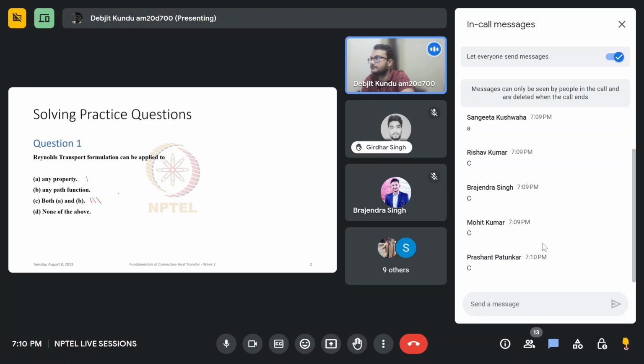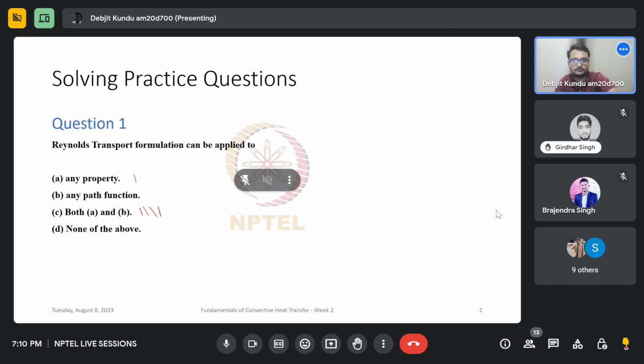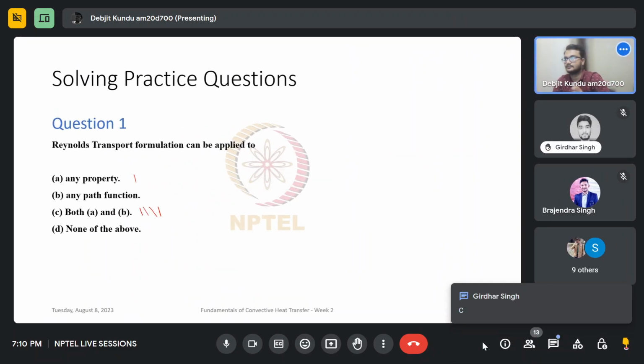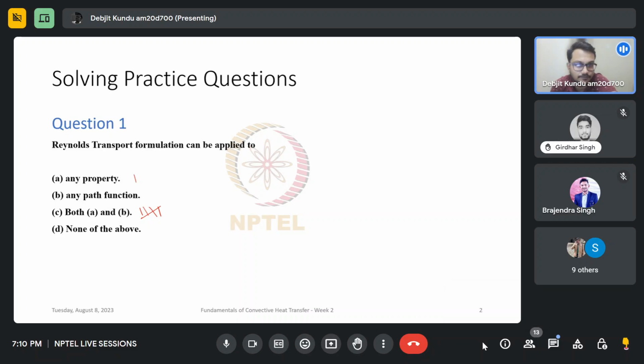Okay, so we have four responses now in favor of option C and only one response in favor of option A. Let's see what others have to say. Let's get some more responses. Come on. Okay, another one in favor of option C. So we have five responses in favor of option C and one in favor of option A.